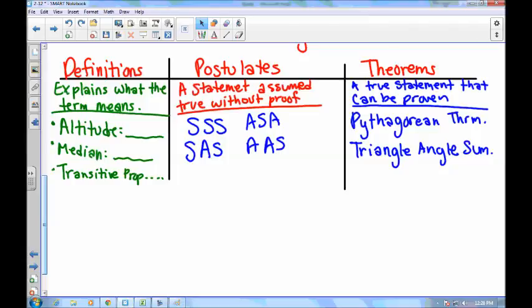Okay, so differences. Definitions are different than postulates. Postulates are different than theorems, and definitions are different than theorems. Okay, so try to keep those straight.